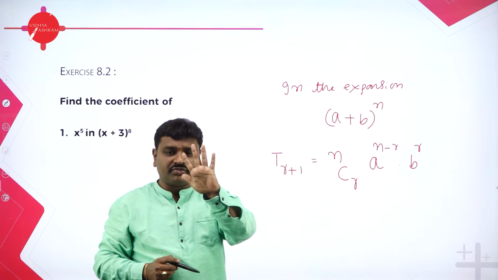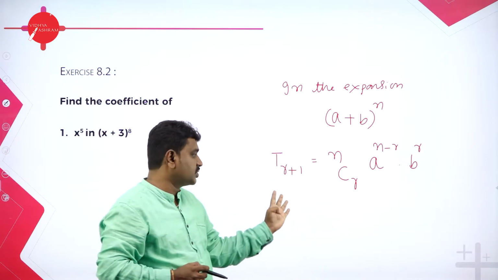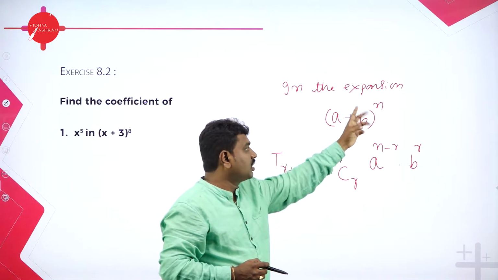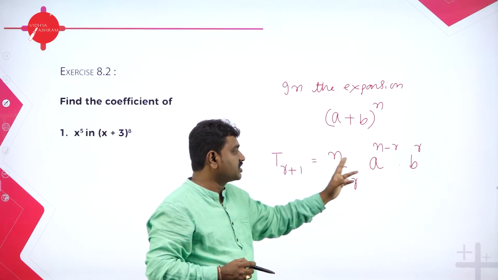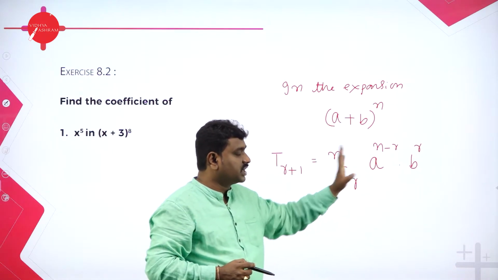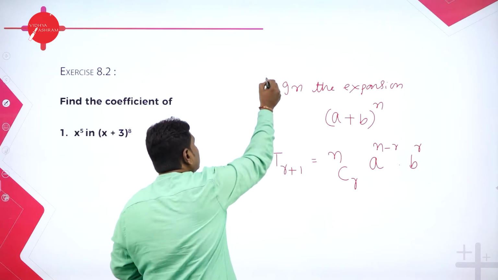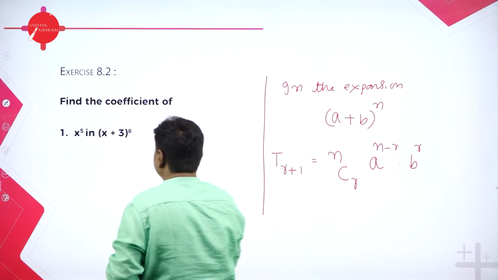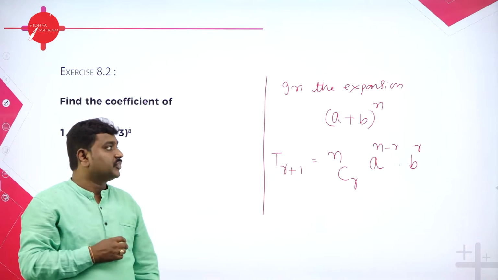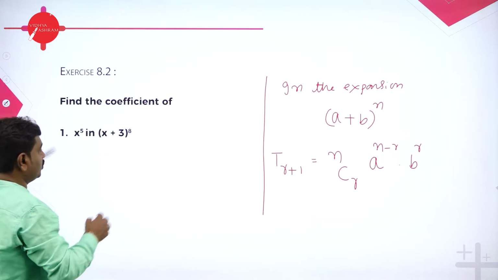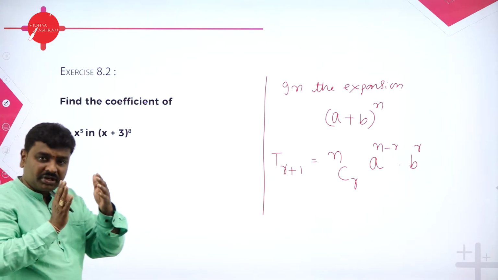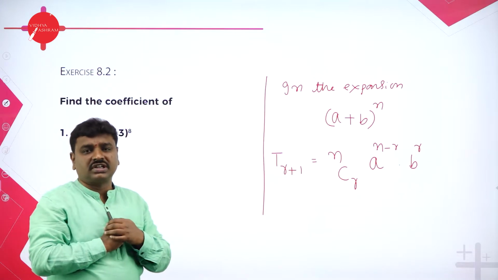If I want the fifth term, r will take 4 and we substitute it here. And n means overall power, a means first term, b means second term. First term power difference of these two, second term power this. So this is the basic requirement to solve the problems. Now we'll go ahead with the problems. So please make a note of it and become thorough with that. Then you can understand the problems.